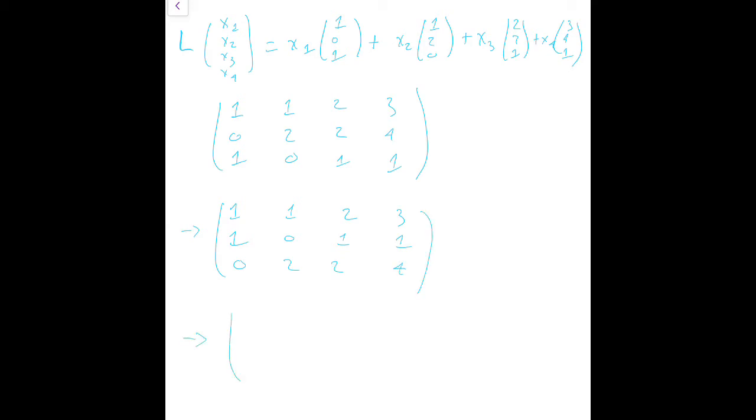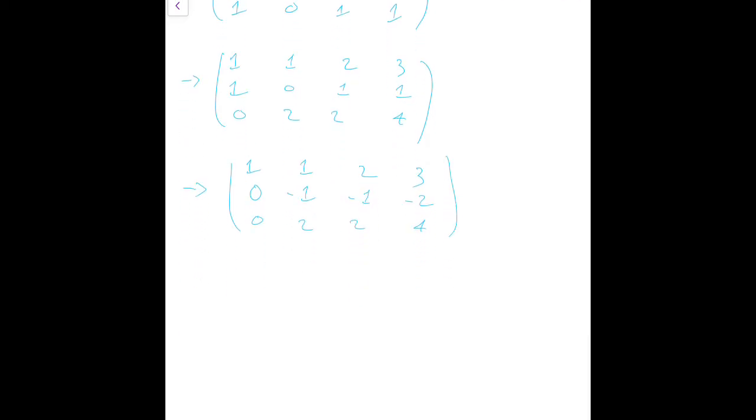Okay, the next step, I'm going to subtract row 1 from row 2. So this is 1, 1, 2, 3. 1 minus 1 is 0. 0 minus 1 is minus 1. 1 minus 2 is minus 1. 1 minus 3 is minus 2. And then 0, 2, 2, 4. Okay, and without writing everything down again, I'm just going to multiply the second row by minus 1, which means erasing these negative signs. I think that was a 4. That was a 2. Good thing I checked.